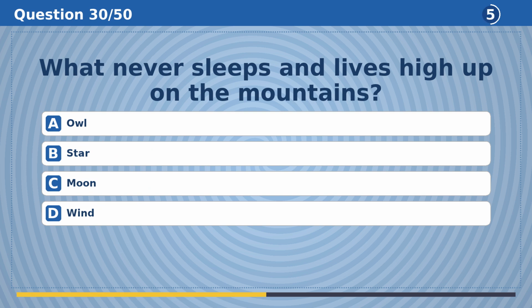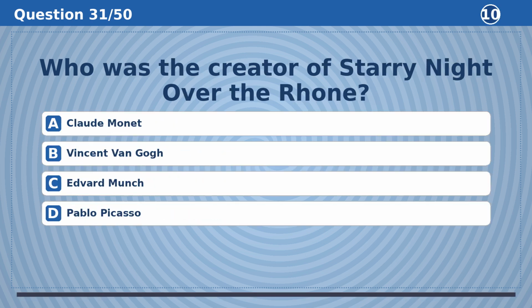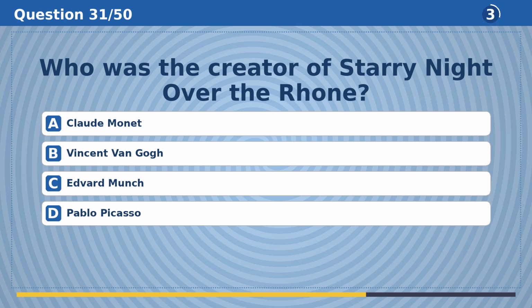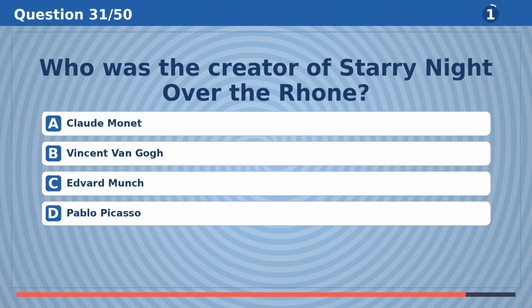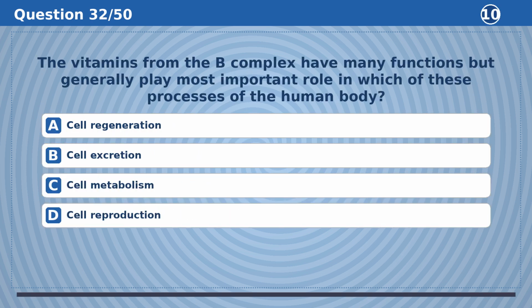What never sleeps and lives high up on the mountains? The answer is D, wind. Who was the creator of Starry Night Over the Rhone? The answer is C, Edvard Munch.